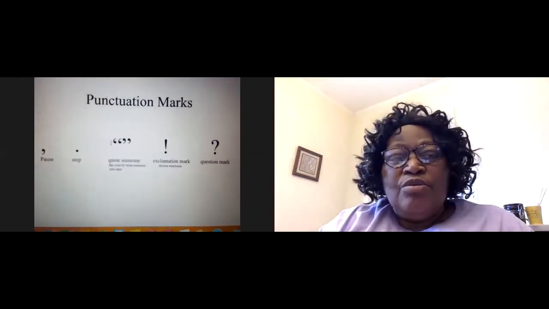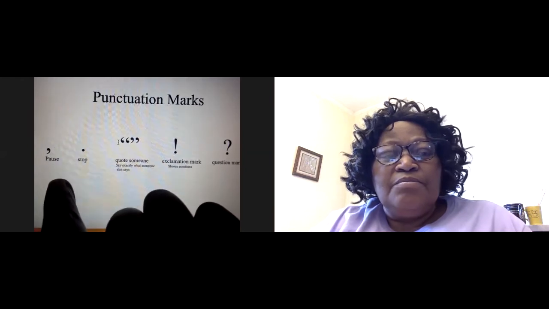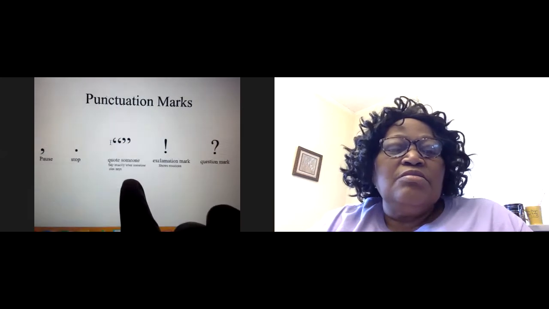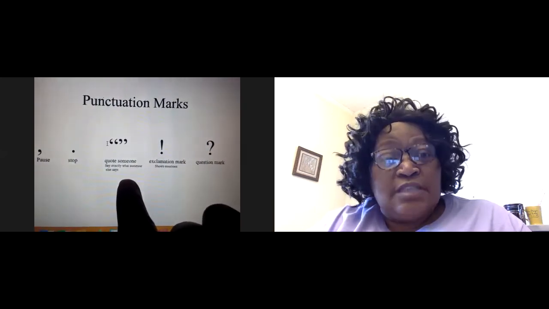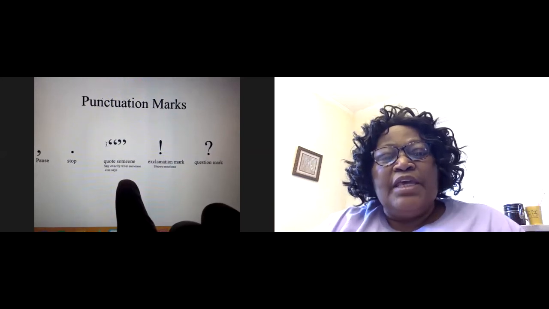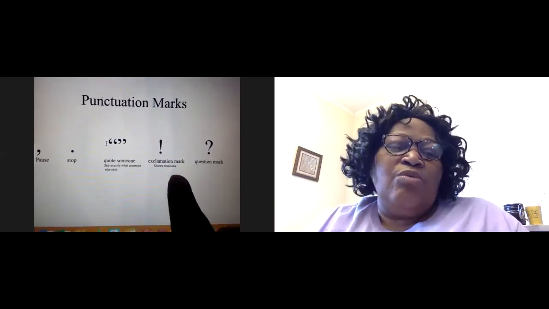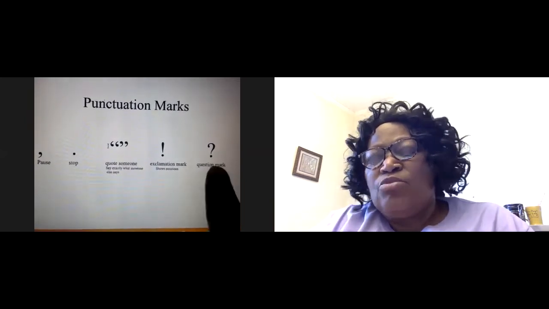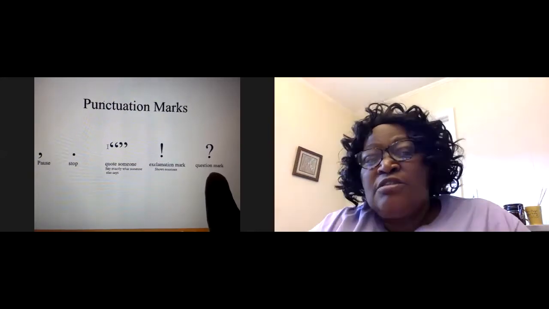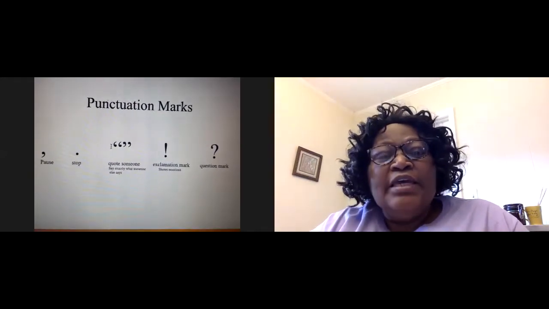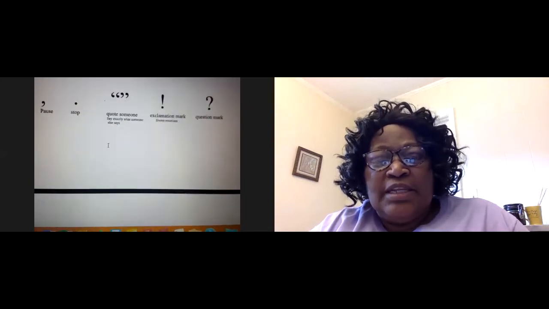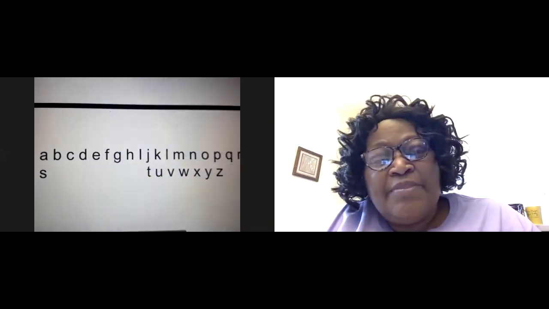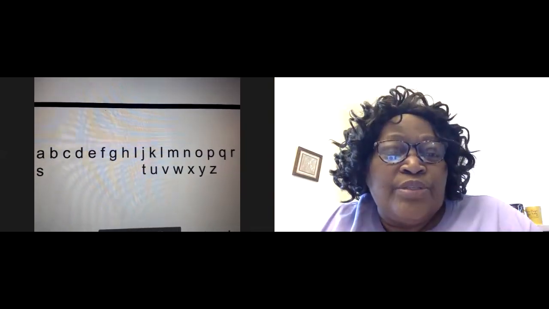So let's review. Comma means to pause. Period means to stop. Quotation marks lets you know that I said the same exact words as someone else. Exclamation mark means that I want to show emotion or be excited. And question mark is what I use when my sentence is a question. Okay, now let's look at some letters. We learn to read letters and make their sound to make words.